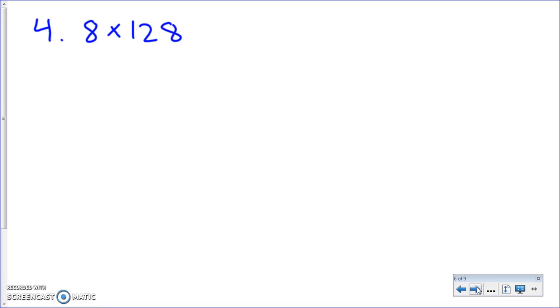With the distributive property, you can also use subtraction. So I'm going to take problem 4 again and show you how to do it using the subtraction method. So in that case, you're looking at what's the closest number to 128 that's a nice round number. So we're going to go up to 130. So now it's going to become 8 times (130 minus 2), because 130 minus 2 is 128. So now we're going to distribute the 8 across.